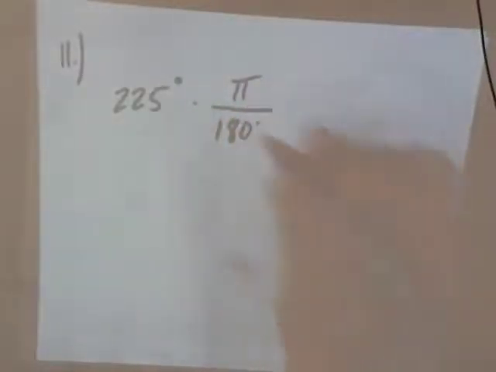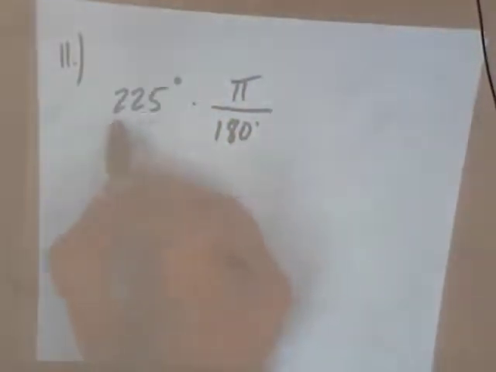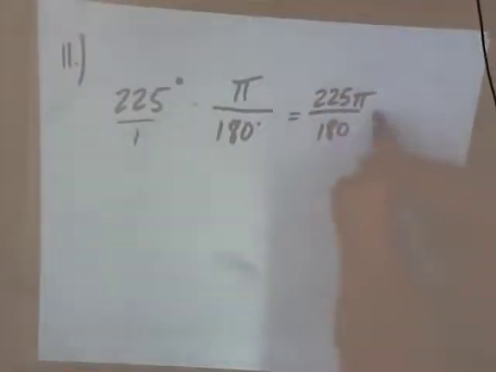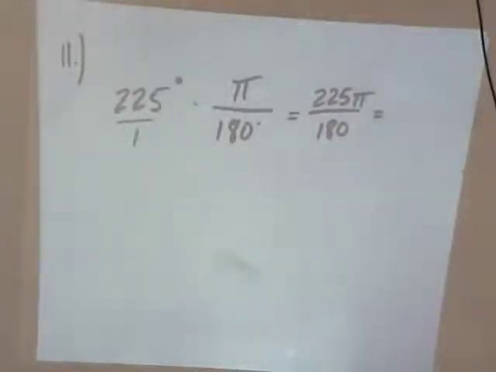Convert to radians. So 225 degrees, we want to convert that to radians. So we have to multiply this by 1, and I want the degrees to cancel out. So pi over 180. Put the degree on the bottom, and it cancels out. So 225 pi over 180. You put that in your calculator, it simplifies to 5 pi over 4.